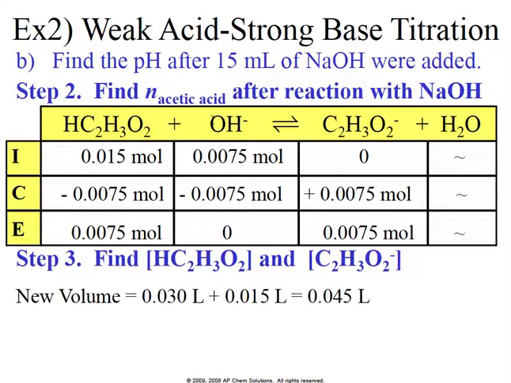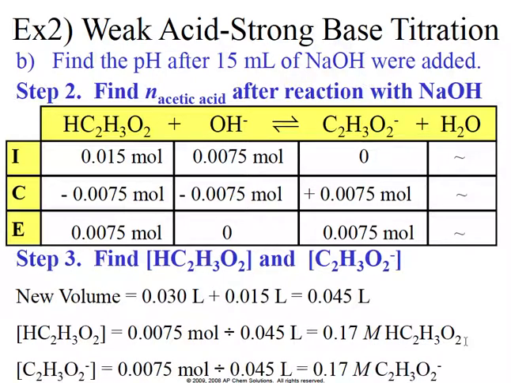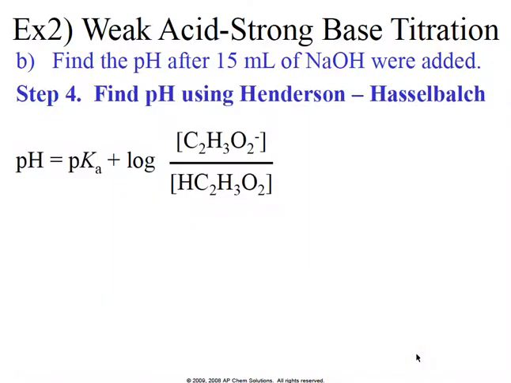So now, the new volume, we have to add them up, and we have the moles here. So from the moles and the new volume, we should have the concentration. The acetic acid concentration is 0.17 molar, which means the acetate concentration is also the same, because it's a 1-to-1 ratio.